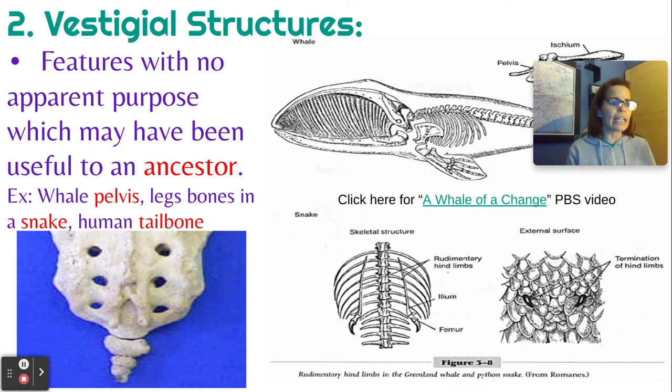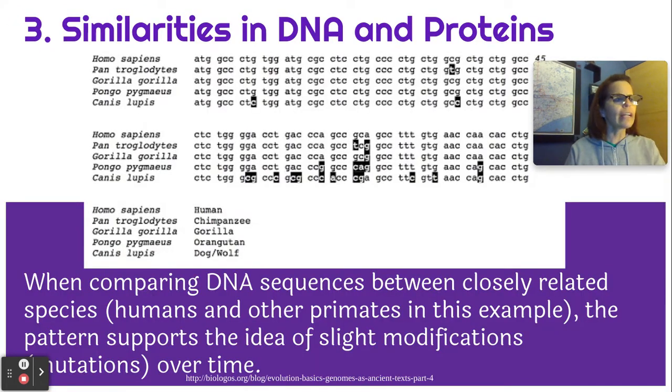Humans have never had a tail, but the implication is that the ancestors did in fact have a tail. All right. Other evidence for evolution: similarities in DNA and proteins. This is a look at the DNA of several different species and how similar these different species are. Every time you see a dark letter, there's a mutation, a different change, but most of them are exactly the same.